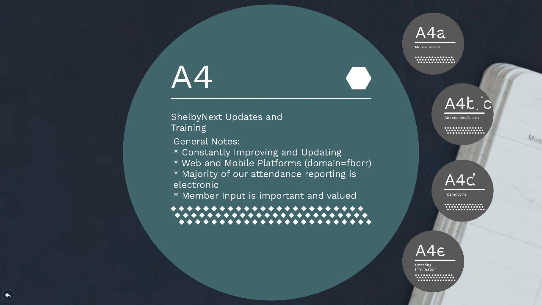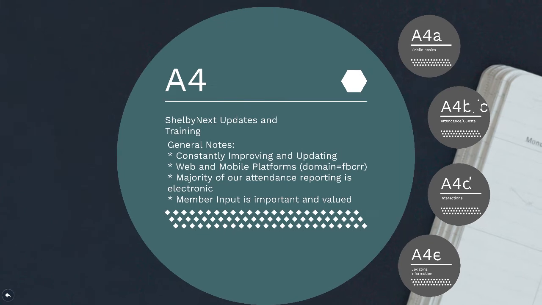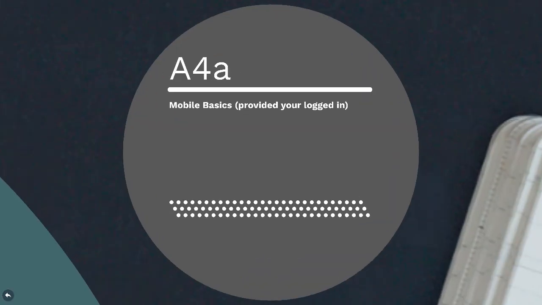The majority of our attendance reporting is now happening electronically. It's like 60-some percent of our units are entering their attendance electronically. Member input is important and valued in Shelby. Everybody's an individual, and the better our groups deal with information about their members and keep that information up to date, the more it's shared throughout our ministry organization and allows us to do great ministry with people. So those are just some general notes that I wanted to emphasize. So let's talk about some mobile basics.